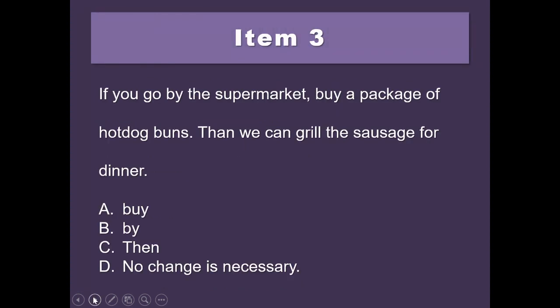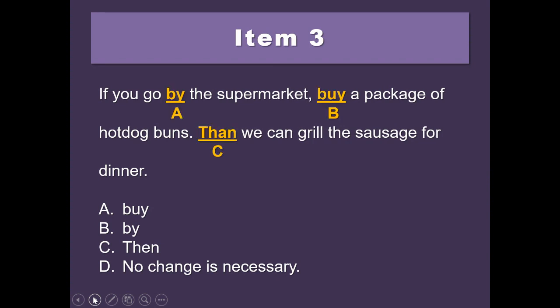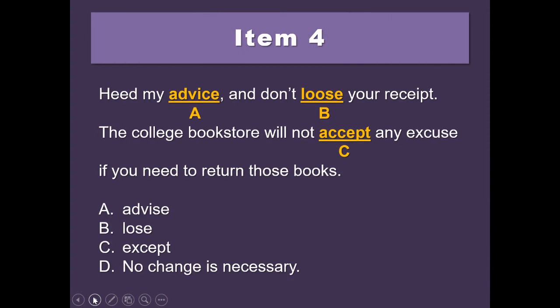All right, number three. Make your choice, A, B, C, or D. Now look, pick A, B, C, or D. And the correct answer was, then we can grill the sausage. All right, the next one. Let me read this one. Heed my advice and don't lose your receipt. The college bookstore will not accept any excuse if you need to return those books. Hopefully the answer stood out to you. And the correct answer was, don't lose your receipt. You see the difference between lose and loose? They're not even pronounced the same.